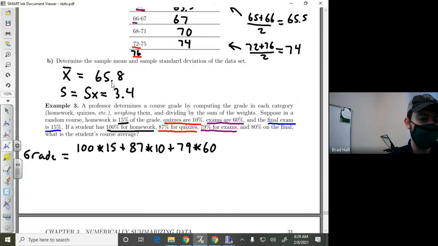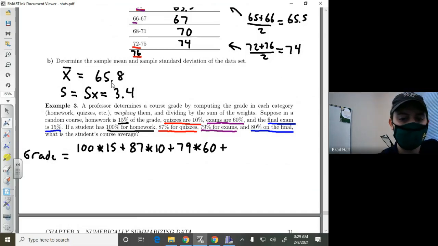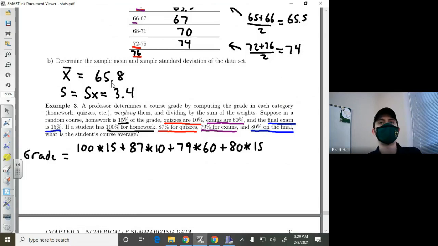The final exam is 15%, and they got an 80% on the final. So they got an 80 on the final, and that's weighted by the 15. So it's these weights that really change. The percentages that the student gets in each category are not all weighted the same. That's why you have to throw in these weights to translate them to what they really represent.